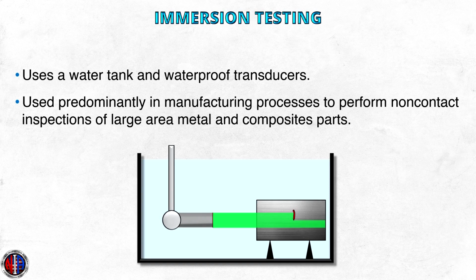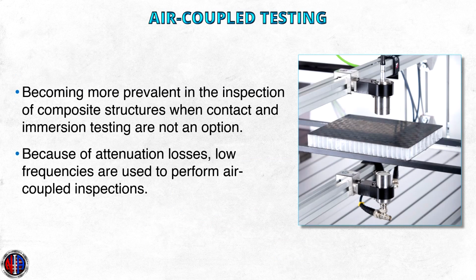Immersion testing. Immersion testing uses a water tank and waterproof transducers. It is used predominantly in manufacturing processes to perform non-contact inspections of large area metal and composite parts. Air-coupled testing. Air-coupled testing is becoming more prevalent in the inspection of composite structures when contact and immersion testing are not an option. Because of attenuation losses, low frequencies are used to perform air-coupled inspections.